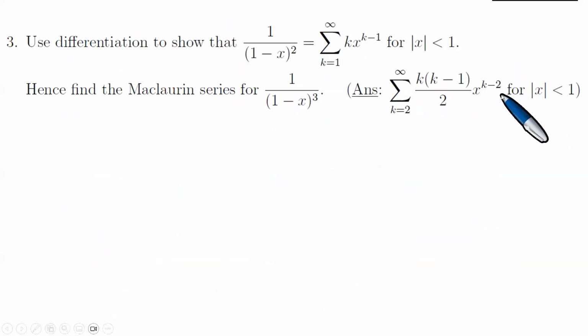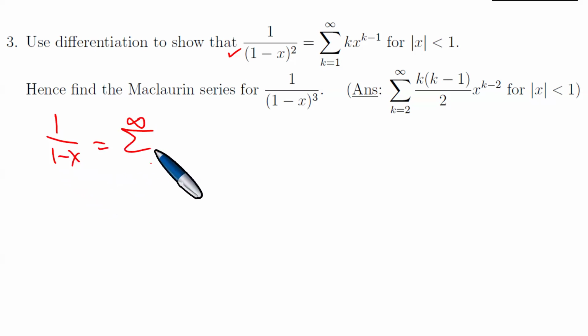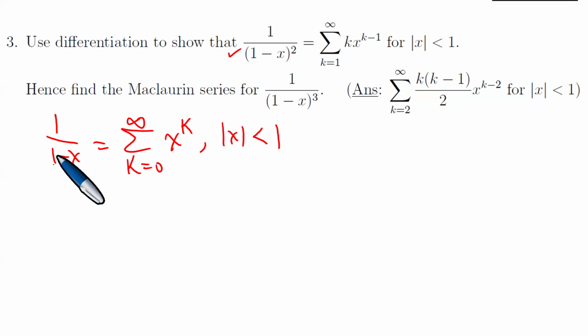Use differentiation to show this. Obviously there are a couple of ways to use differentiation. Now, for this one, find the Maclaurin series for this. Very easy. This first one can be done in a billion ways, but one of the ways is to say 1 over 1 minus x, we already know its power series. It is this one: the sum of x to the power k, and then we have the modulus of x less than 1. But this 1 over 1 minus x can be written like this.